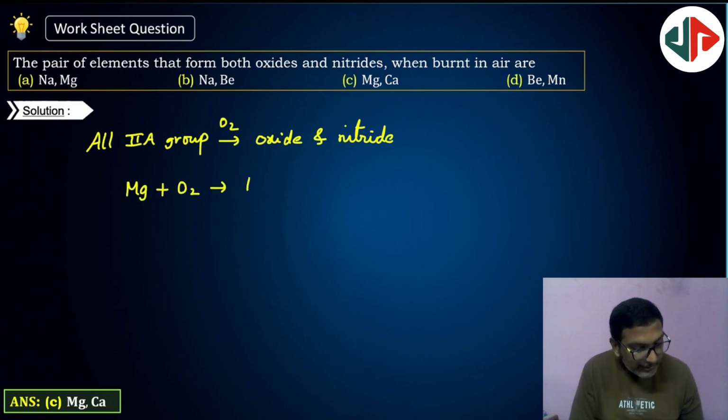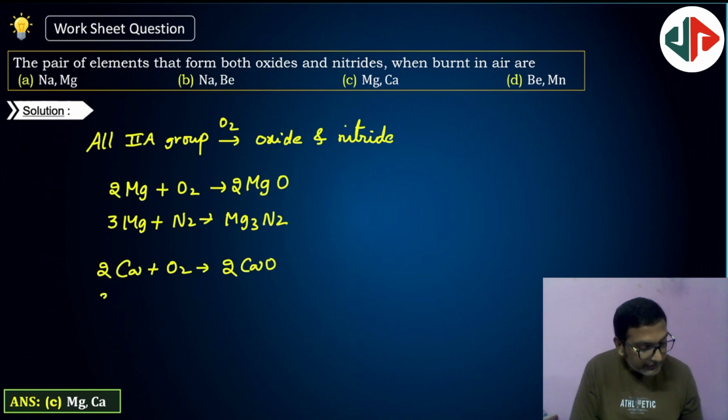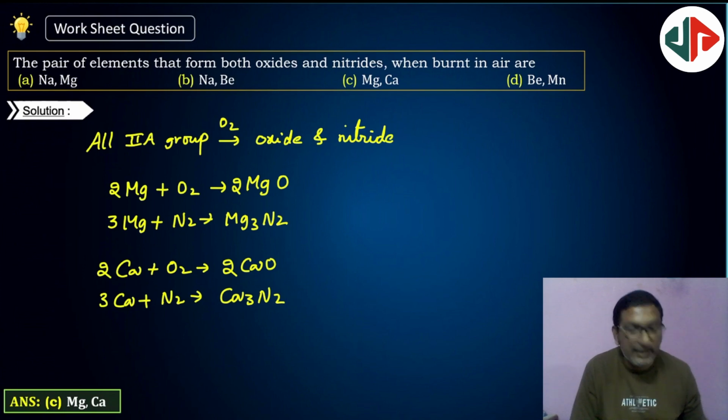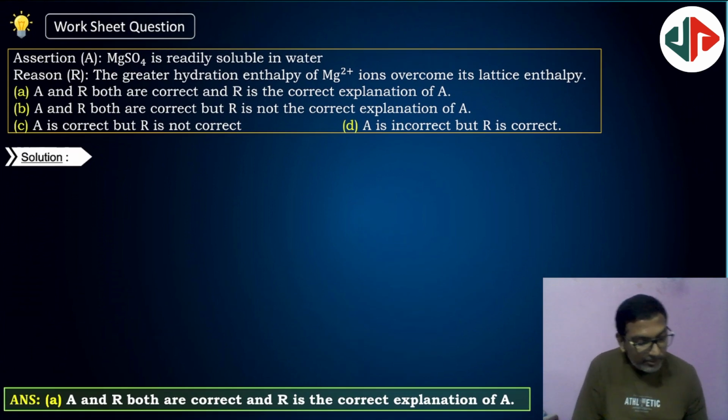2Mg plus O2 gives 2MgO. 3Mg plus N2 gives Mg3N2, nitride. Similar to magnesium, calcium also can form: 2Ca plus O2 gives 2CaO, 3Ca plus N2 gives Ca3N2. Oxide, nitride. Therefore, option C. Next.